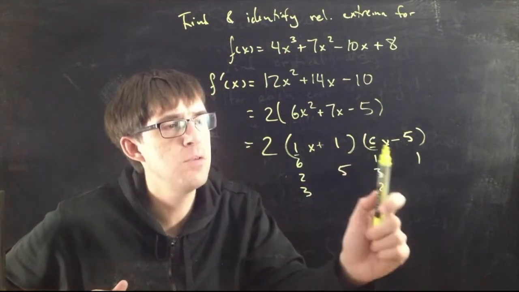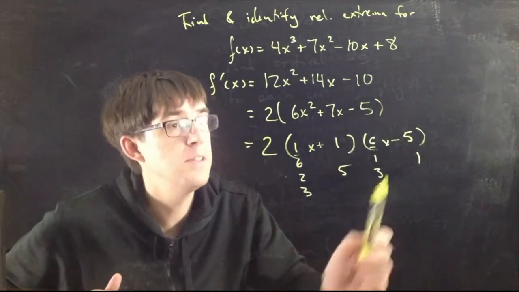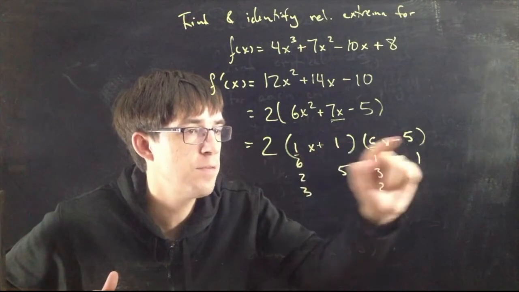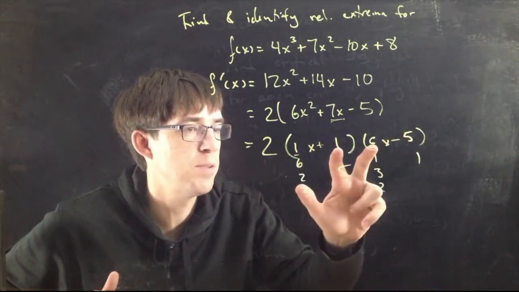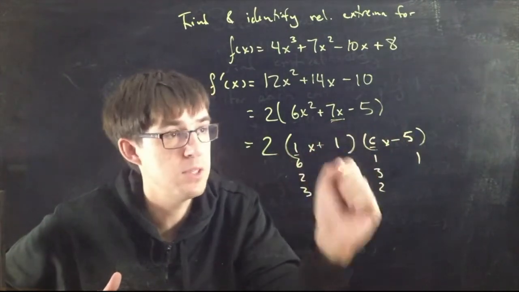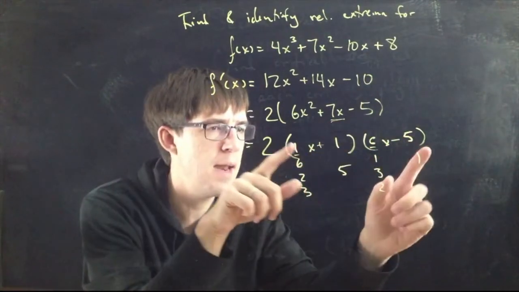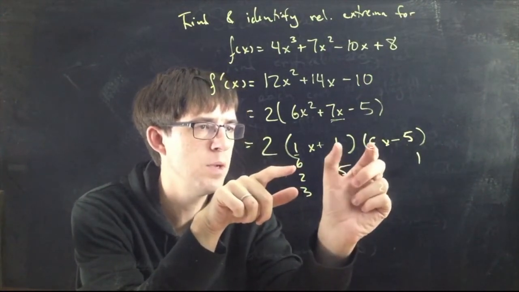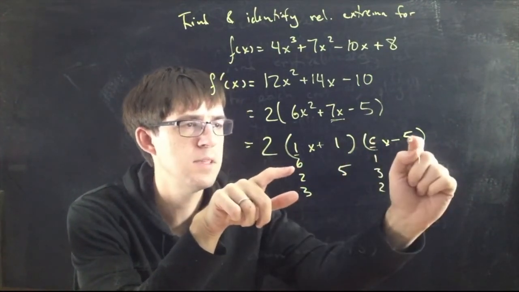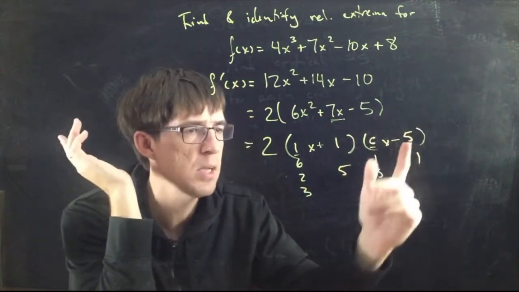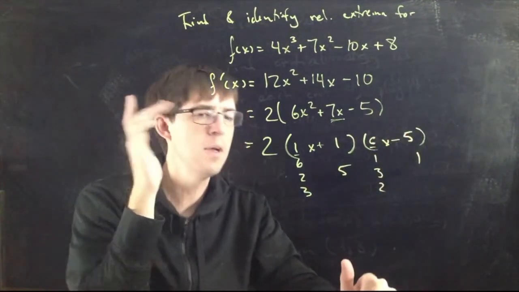You have to just try to do the FOIL and see if you actually get 7x in the middle. So for example, this first one, if I just read it straight across, it says plus 6x minus 5, which would add up to plus 1, which is not that. Okay, what if instead I used the 1 here and the 6 here? Then on the inside it would be 1 times 1. On the outside, 6 times 5. That's not going to add up to 7. You got to just try all the combinations until you get something that adds up to 7.